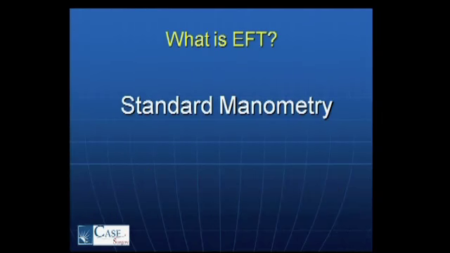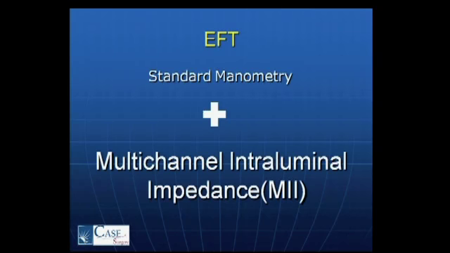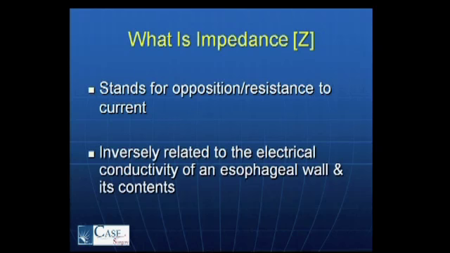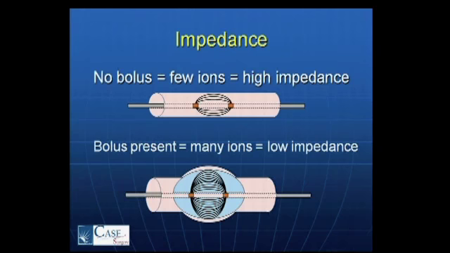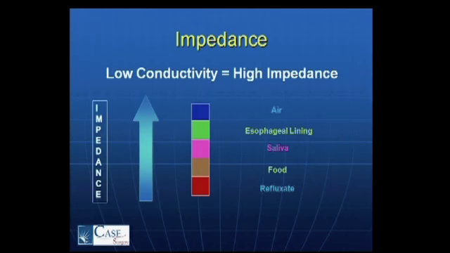So what is EFT? EFT actually includes standard manometry along with multi-channel intraluminal impedance. Impedance stands for opposition or resistance to current. In the context of the esophagus, it relates to the electrical conductivity of the esophageal wall and its contents. Like here we see, if a bolus is present, which means more ions, it results in lower impedance, or else vice versa. This is a spectrum of impedance, showing how impedance changes with the type of bolus present, with impedance being minimum for refluxate and maximum for air.